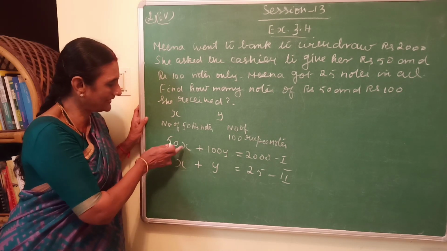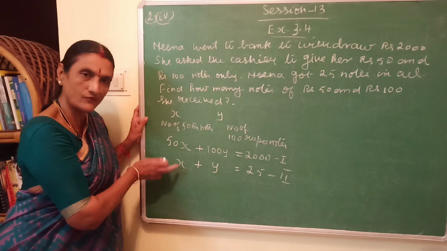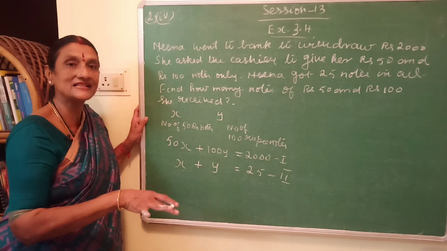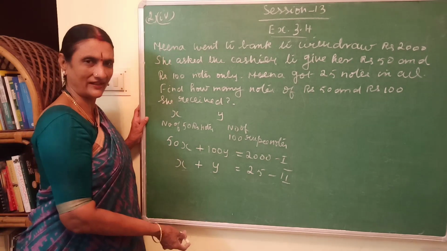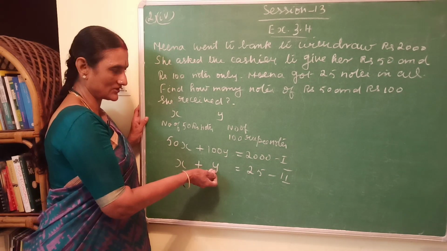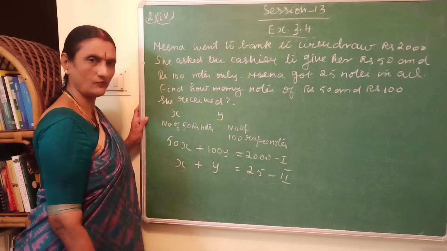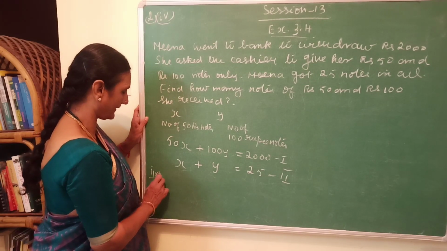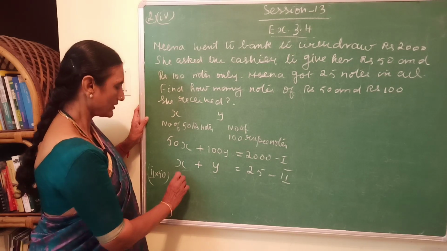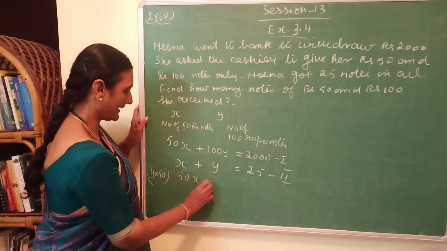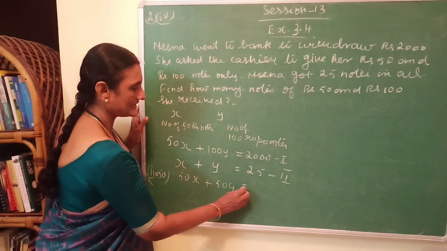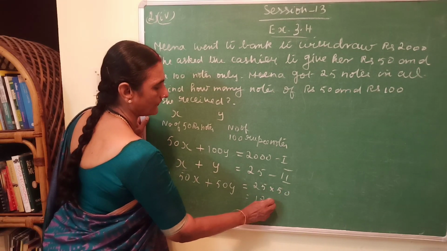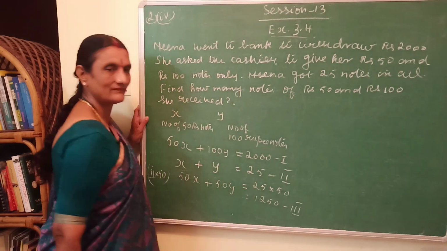I want to eliminate x. That means I have to multiply this second equation by 50. If I multiply this by 50, the x terms will be the same, as the LCM of 1 and 50 is 50. Now we have to multiply the y term also, and the 25 too. So multiplying the second equation by 50, that becomes 50x plus 50y is equal to 25 into 50, which gives 1250. This is equation 3.